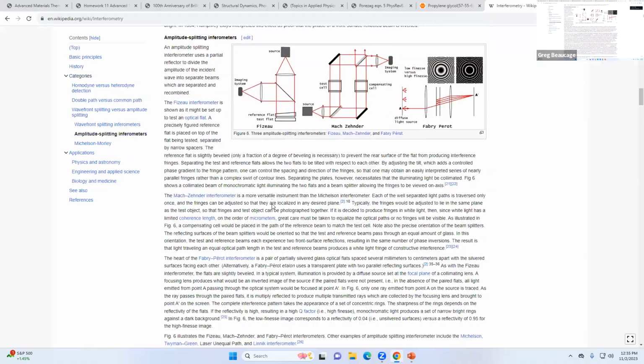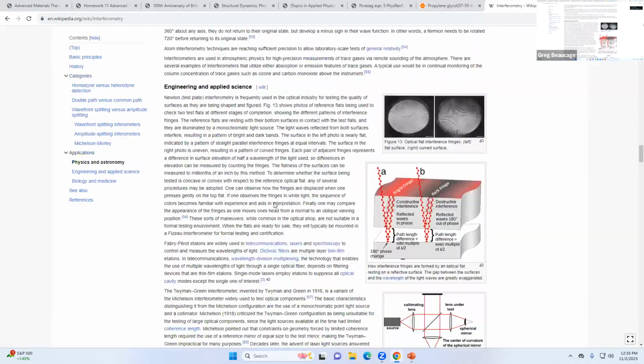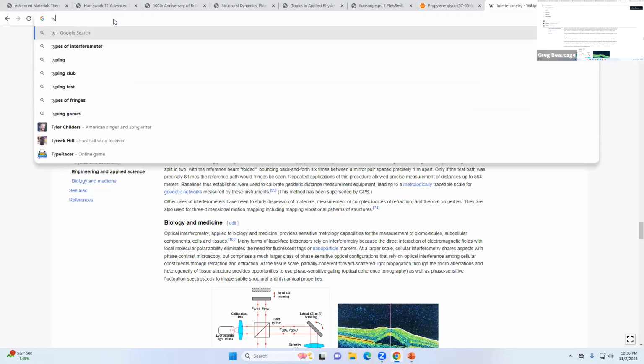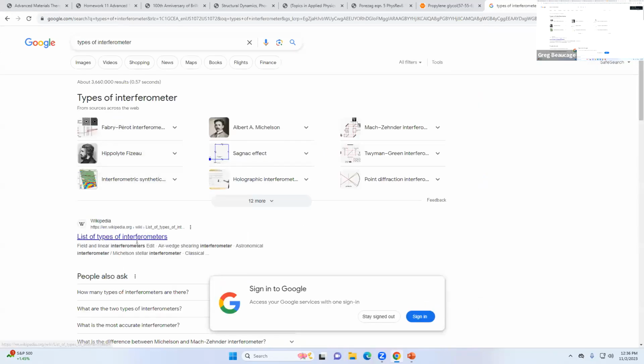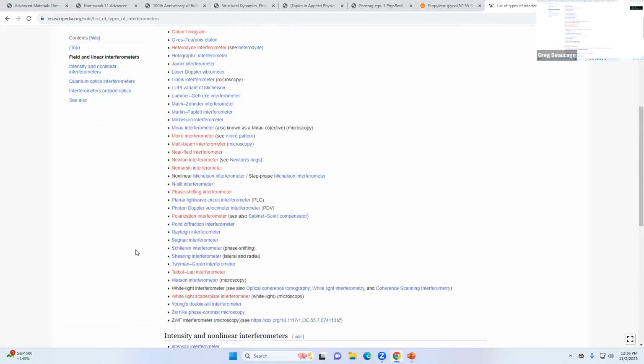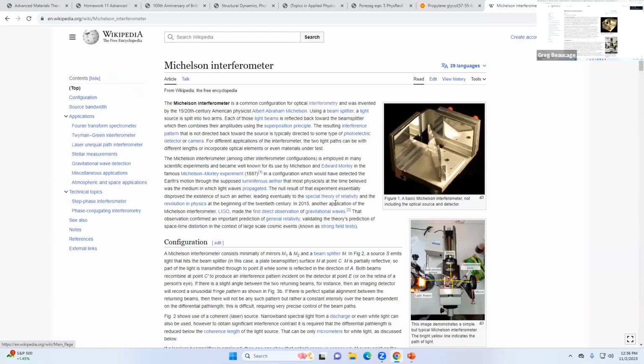Someplace there is a list of all the interferometers. This isn't it though. How about types? I did this yesterday, so there's definitely a web page listing types of interferometers. There's a lot. All of them are going to be like a wave splits into something and then recombines, and you get an interference pattern by how you move the whatever, right? But the Michelson is the one with the mirrors. That's probably the first interferometer.